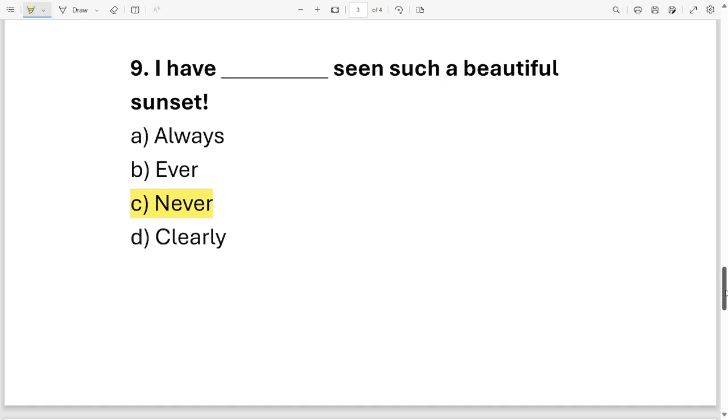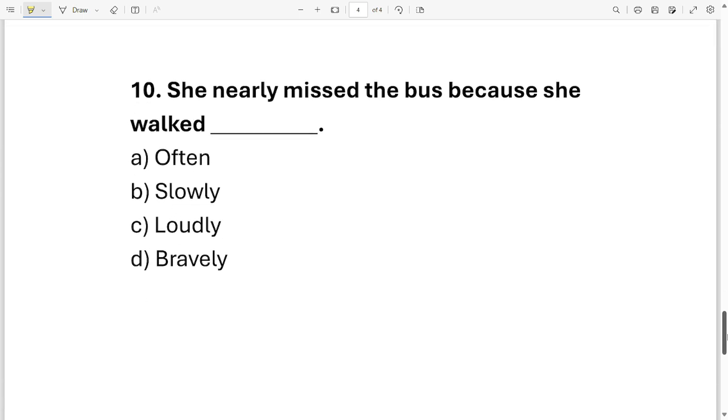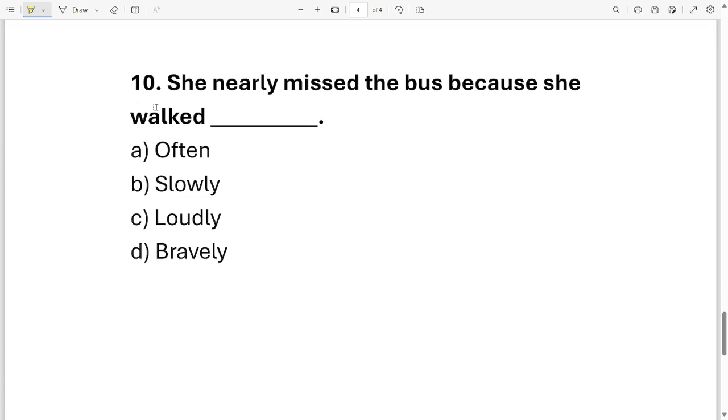Okay, let's move to the next question, that is question number 10, the last question. She nearly missed the bus because she walked dash. Which word should I put over here? Options are often, slowly, loudly, bravely. These are the 4 options. Which one is correct?